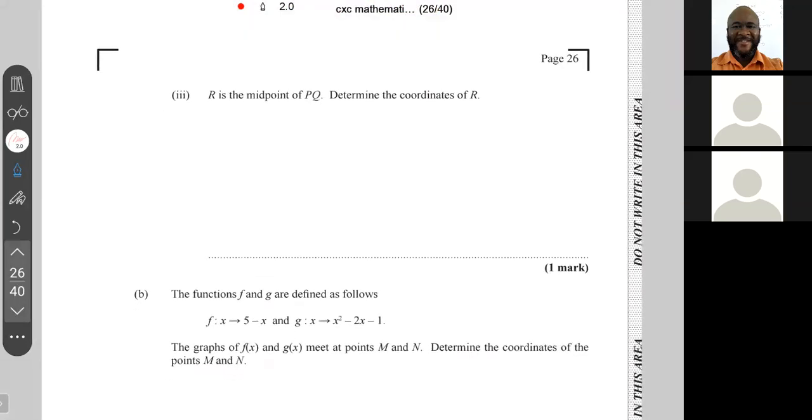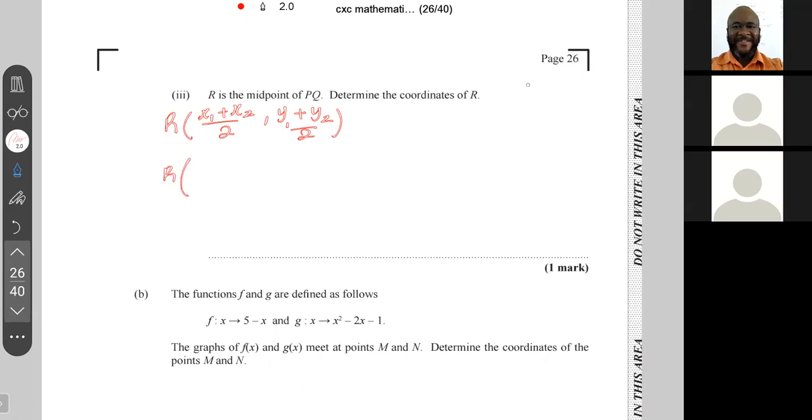Next, we're told that R is the midpoint of PQ. We're asked to determine the coordinates of R. So the coordinates of the midpoint of a line is (x1 plus x2) over 2, comma, (y1 plus y2) over 2. That's the formula, and you must remember this formula.